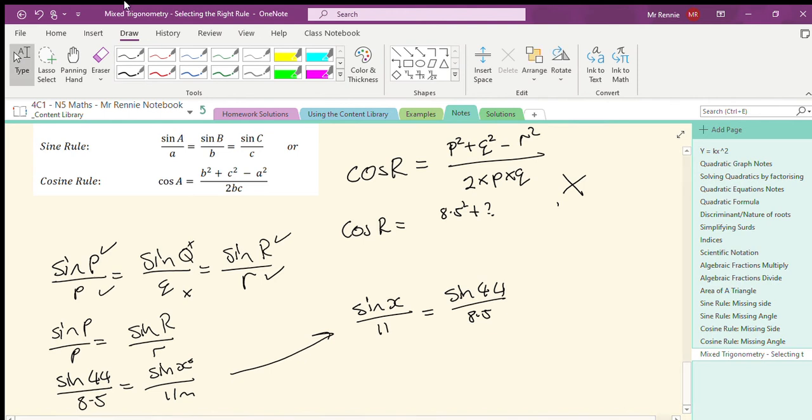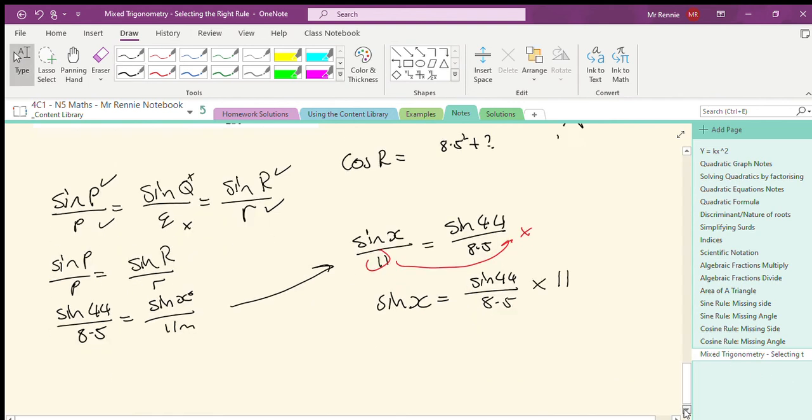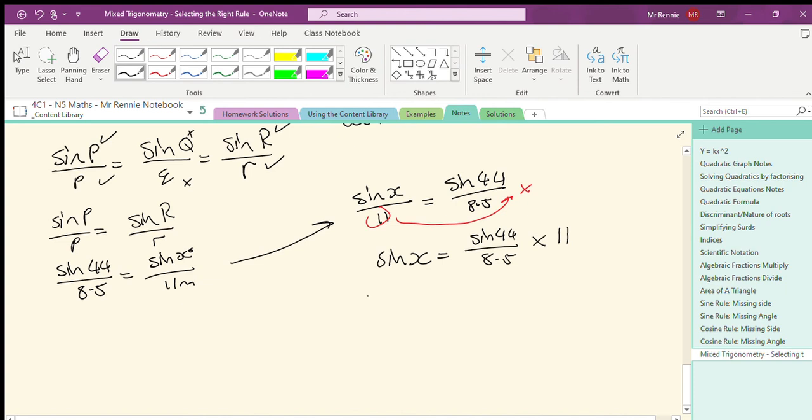I'm then going to bring this 11 that I don't want on this side over to the other side and multiply, so that we can work out what sine of x is. It's going to be sine of 44 over 8.5, then multiplied by the number I've brought across, which is 11. Hopefully you remember doing this part when you practiced the sine rule. So sine of x, if you put that into your calculator, you should get the answer 0.8989. I wouldn't round at this point, because we want to work out what x is.